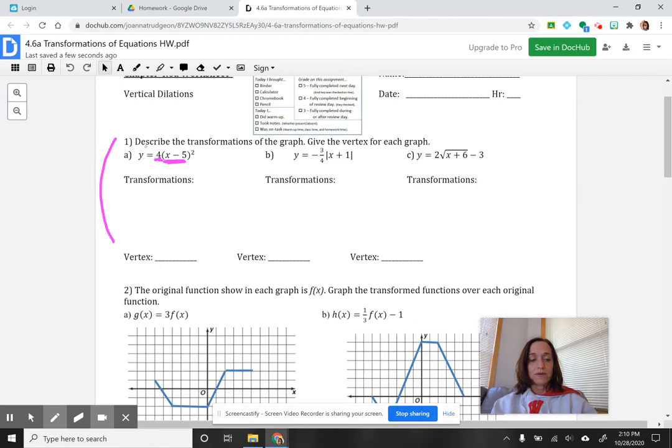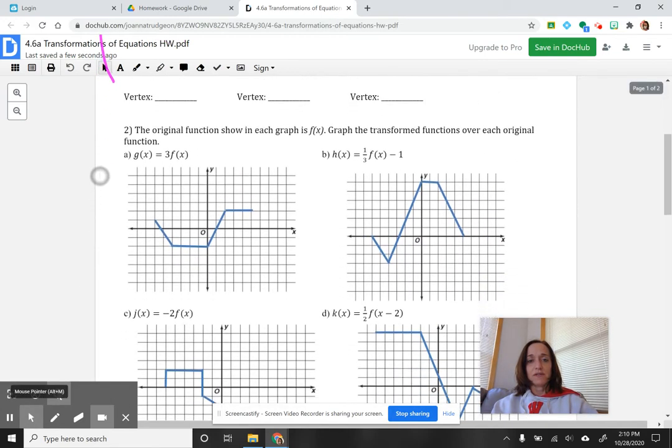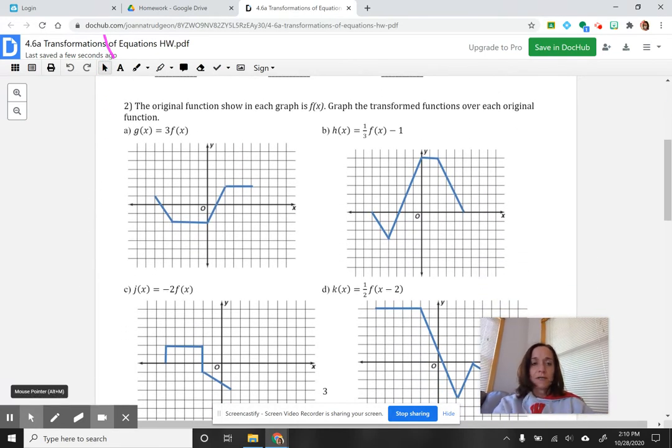All right, let's talk about the next section because that's where the main questions are, number 2. Looking at this function, you're supposed to figure out what happens. So this is f of x, and this is 3 times f of x. That's what g of x is. This is f of x, the blue one here, and we are multiplying it by 3, which is a vertical stretch.